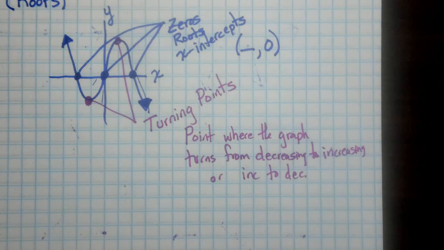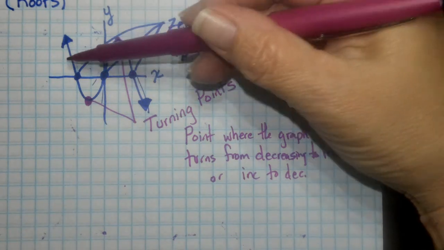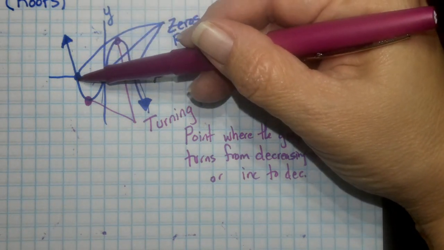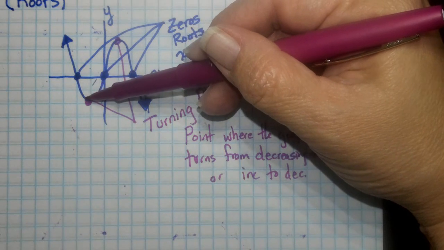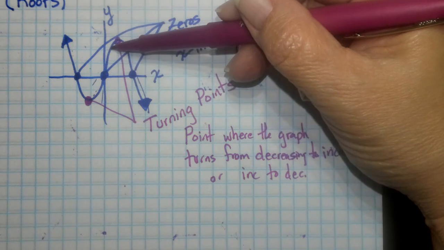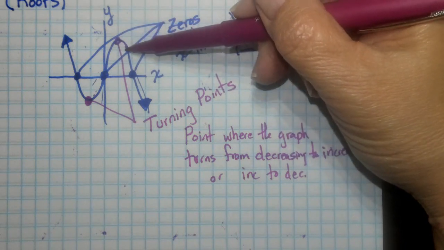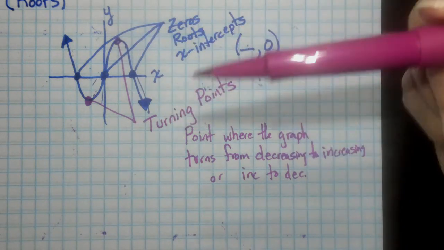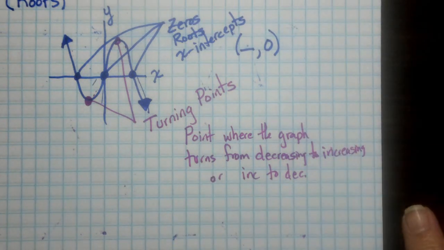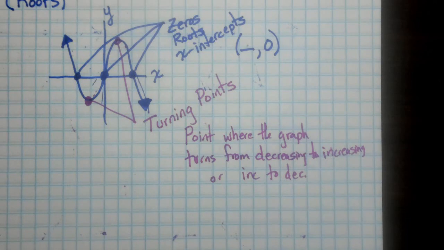So after you've written those words down, let's look at what's happening. So here's my graph. And right here, my graph is decreasing, decreasing, decreasing. And now my graph turns and becomes increasing, increasing, increasing. And then it turns and becomes decreasing, decreasing, decreasing. So turning points are just points where the graph turns from decreasing to increasing.